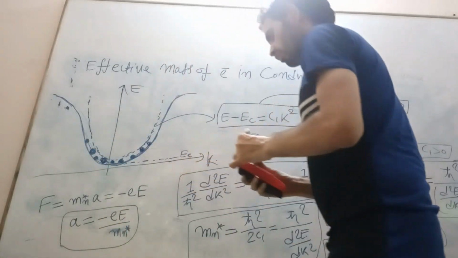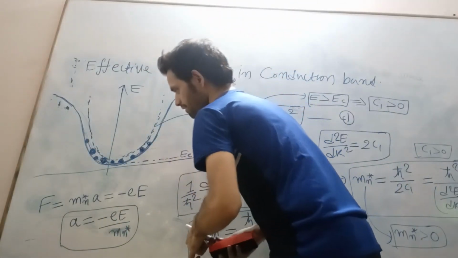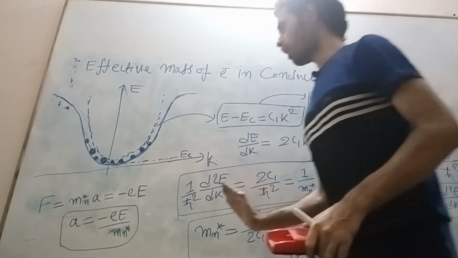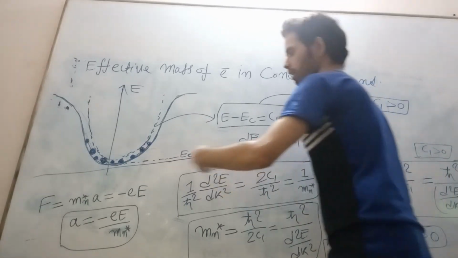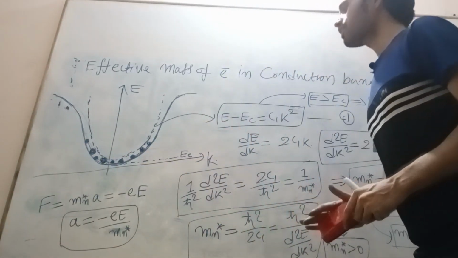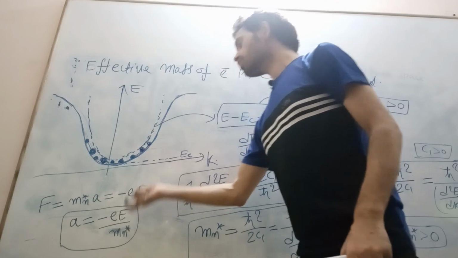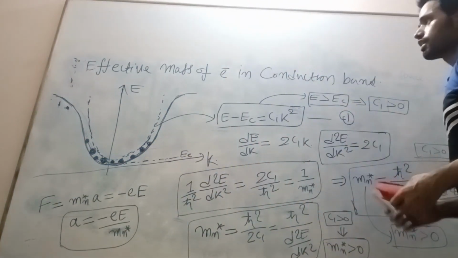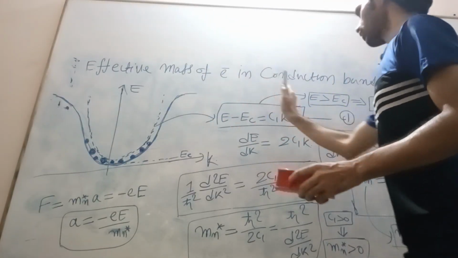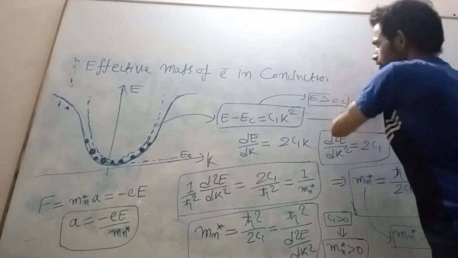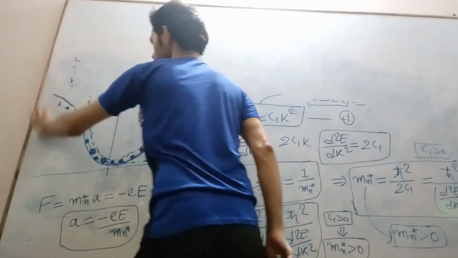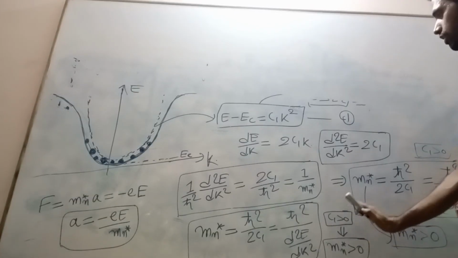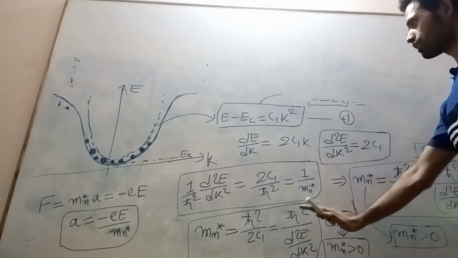From here you will observe that the movement of the electron is in the opposite direction to the applied electric field. This is because of the negative charge of the electron. So this is all about the effective mass of the electron in the conduction band. All these results are important, so just note them down.